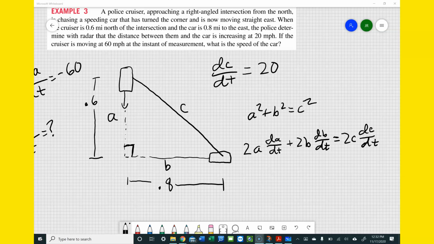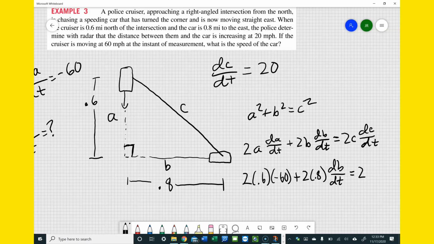Do I have the information, the A and the dA dt and all that? I think we do. Let's try. What is A? I think A is given. It is 0.6 at that moment. And dA dt, we've already established, is negative 60 at that moment. And B at that moment is 0.8. And dB dt is what I'm trying to find, so that stays a variable.